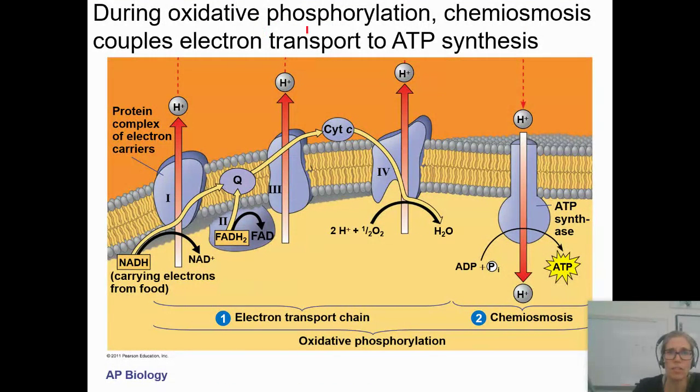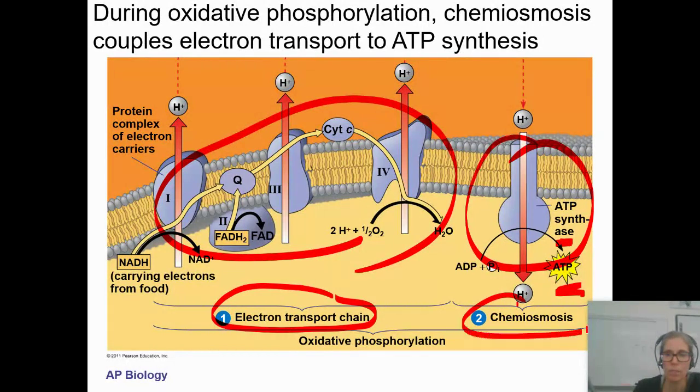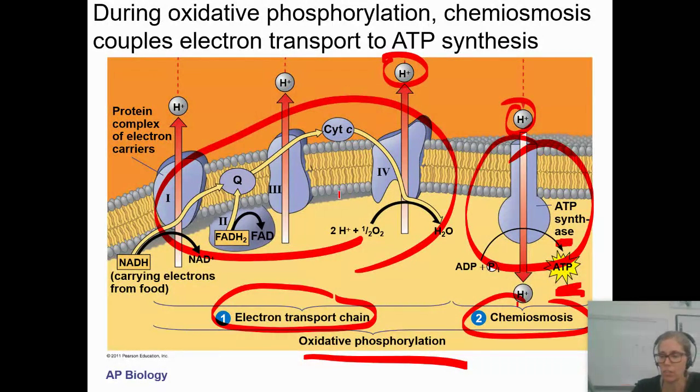Okay, so during oxidative phosphorylation, chemiosmosis couples the electron transport chain to ATP synthesis. So here's the electron transport chain. It's this stuff. Chemiosmosis is hydrogen ions going through ATP synthase to make ATP. And then oxidative phosphorylation is both. It's the proton gradient that connects the two of them together.